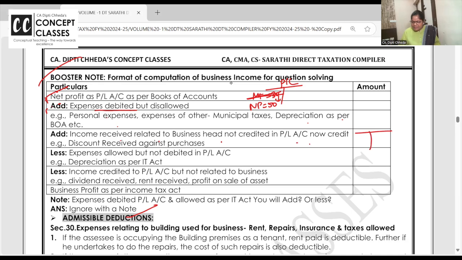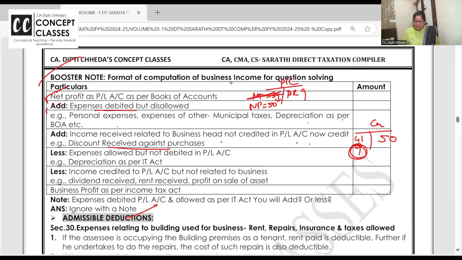For example, this is your creditors account. So in creditors, you have purchase account debit to party 50. You paid him 41 rupees in full and final settlement to your creditor. Are you going to pay 9 rupees? No. Then put it in discount received and take it in your P&L account credit side. 9 rupees. So it will be added.